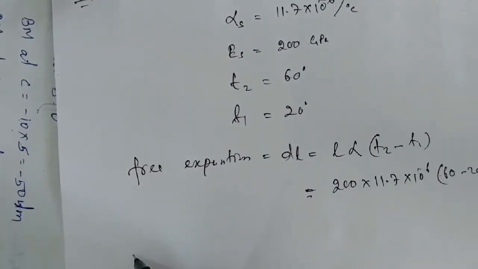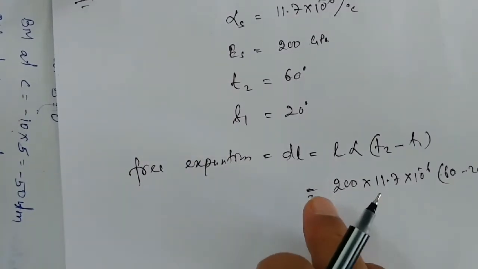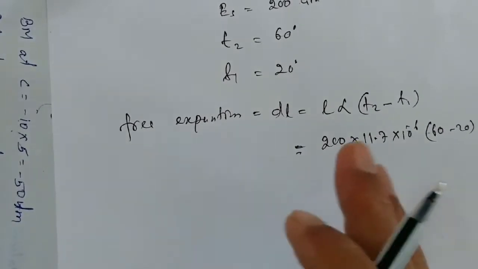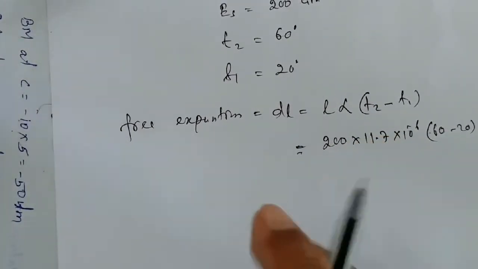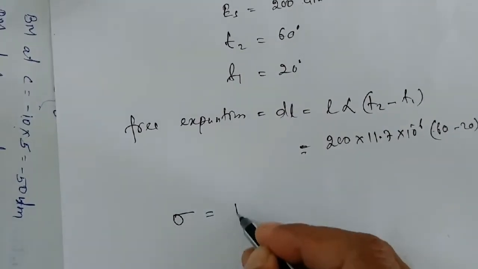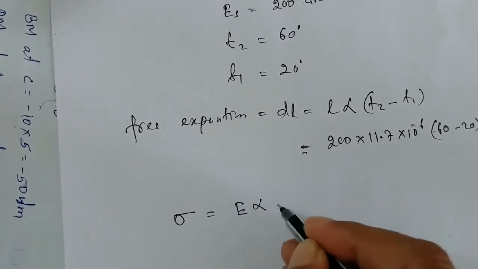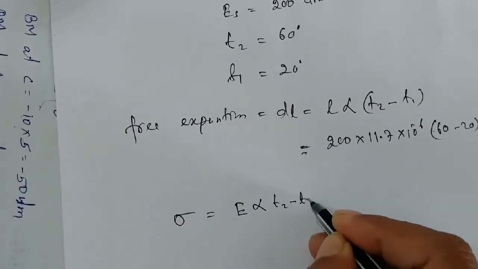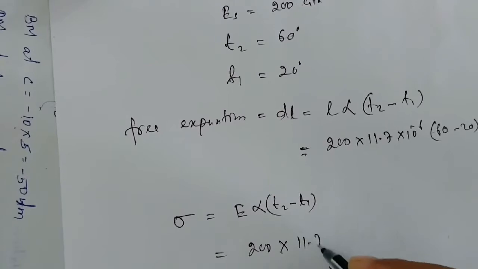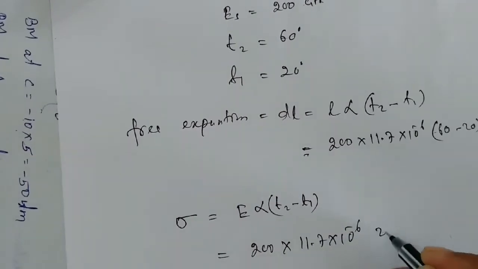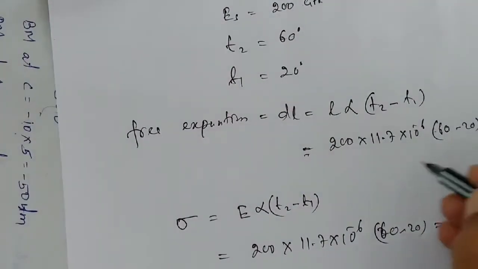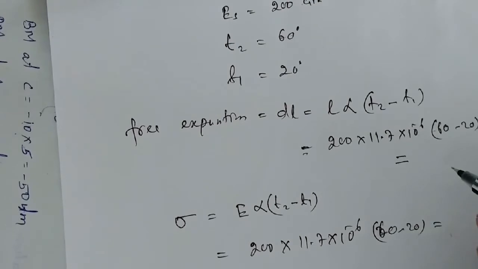Similarly, if this expansion is not allowed, if it is restricted completely by the help of some rigid wall or some force, then the thermal stress sigma will be, formula is E alpha (T2 minus T1). Here E is 200 GPa, alpha is 11.7 into 10 power minus 6, again 60 minus 20. By the help of calculator we can find the stress here.